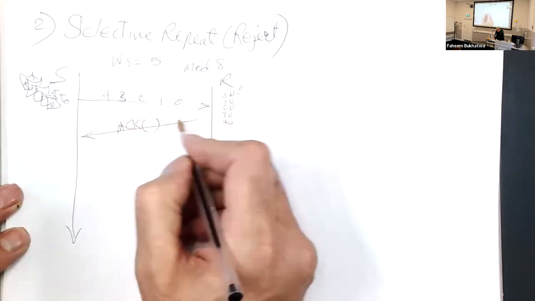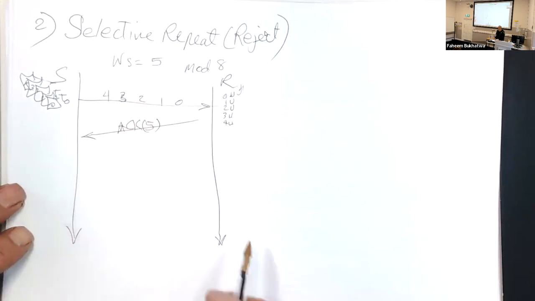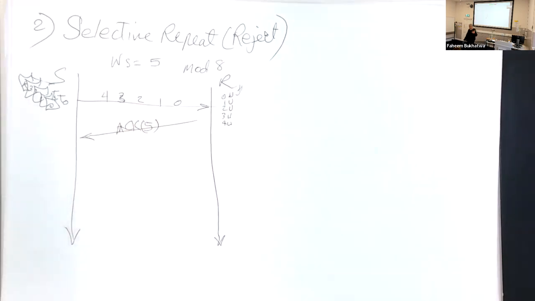Now the acknowledgement we send is 5. What does acknowledgement 5 mean? It means 3 or 4 things. Give me one meaning of acknowledgement number 5. Received all the frames. We received all the frames up until number 4.